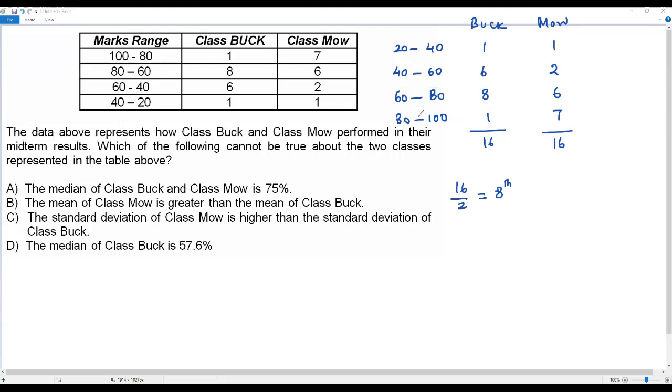Okay, now let's find the median marks range for Class Mow. So for that we have to divide this total frequency by 2, then we get the same 8th frequency.